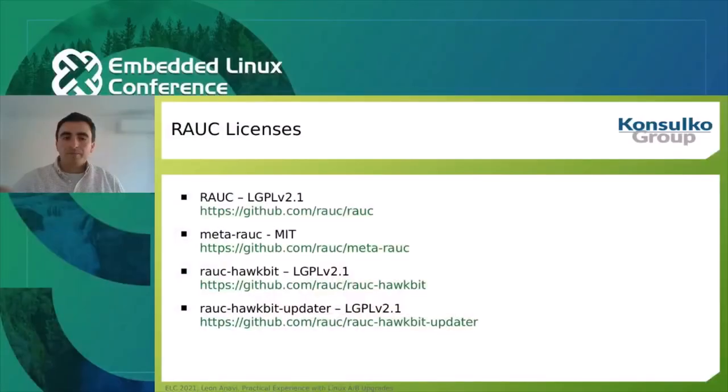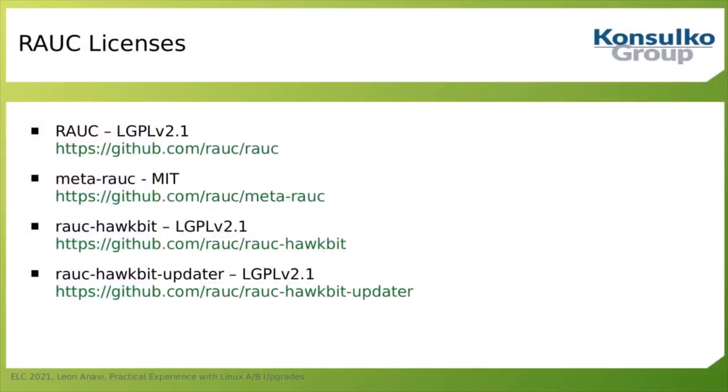One of the advantages of RAUC is that it's compatible not only with the Yocto Project, but also with PTXdist and Buildroot. RAUC is available under several different licenses because it has several different components. All of the repositories for RAUC are available at GitHub. There is a RAUC organization. RAUC itself is available under the LGPL license. meta-rauc, the Yocto and OpenEmbedded integration layer for RAUC, is available under an MIT license. RAUC hawkBit updaters are available also under LGPL licenses.